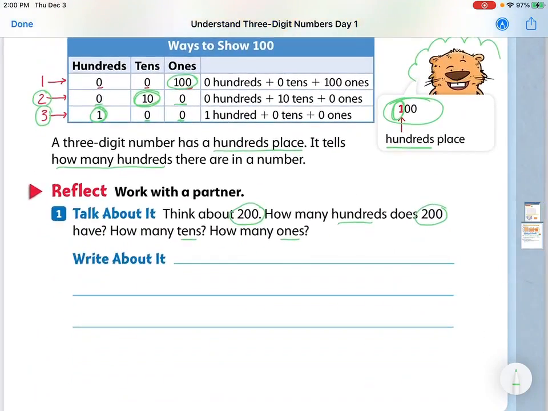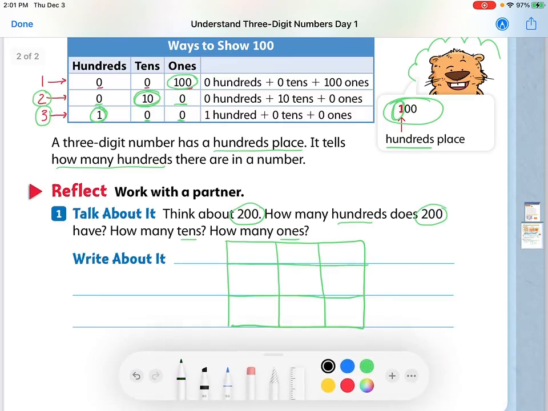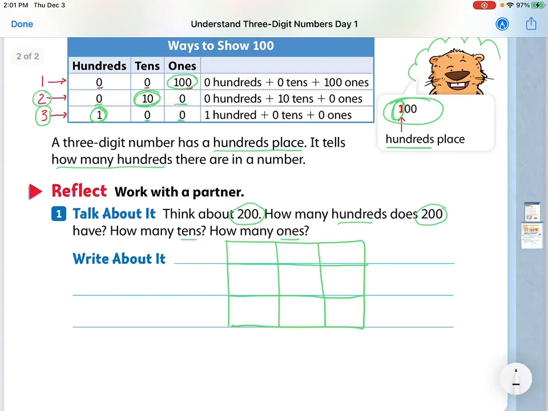Okay, so I think what we should do is make a little chart. And I'm going to just use the lines I have. And I need to kind of put an H in the middle there. So you could make this chart, okay? I didn't give myself enough room, but this would be the hundreds. This column is the tens, and this column is the ones.